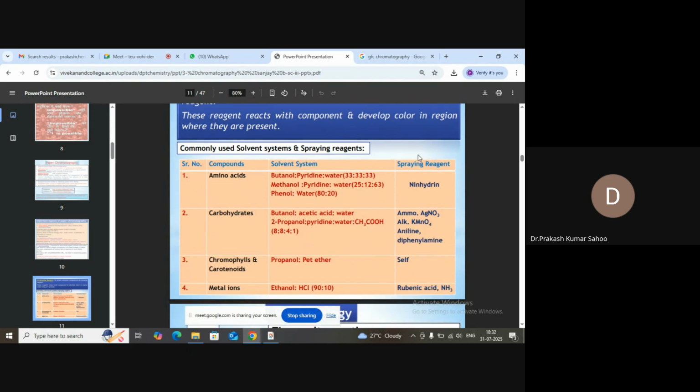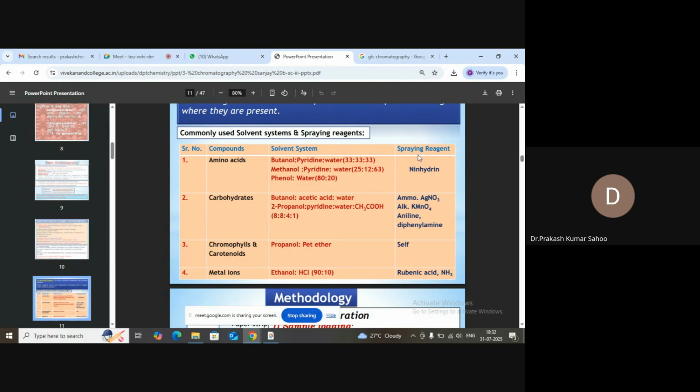So commonly used solvents, just see here, your compound is amino acid, solvent is butanol, pyridine, water in equal ratio, or methanol, pyridine, water in 25 is to 3 is to 63, that means 1 is to 2 is to 4 ratio. And phenol water, if it is 8 is to 2 ratio, then here the spraying reagent is ninhydrin.